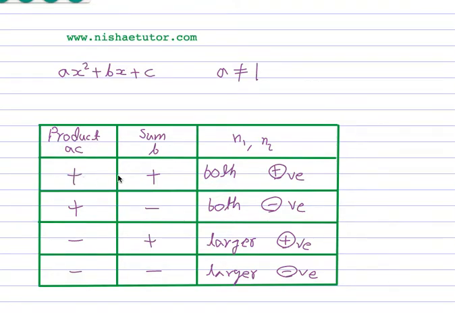When the product is positive and the sum is positive, it means both numbers are the same sign and positive. If the product is positive and the sum is negative, both numbers have the same sign and both are negative. If the product is negative and the sum is positive, the signs are different and the larger number is positive. If the product is negative and the sum is negative, the signs are different and the larger number is negative. So this table is very useful.